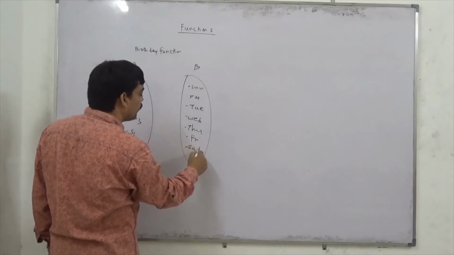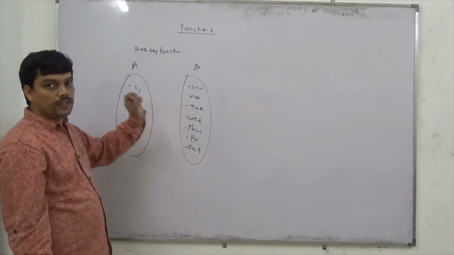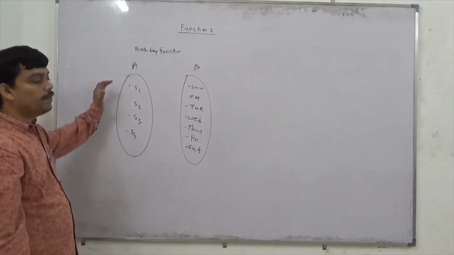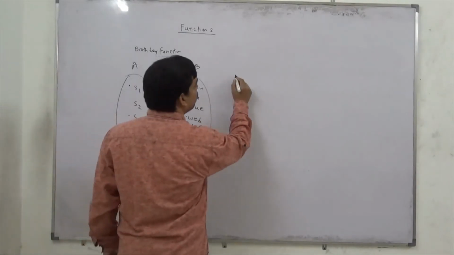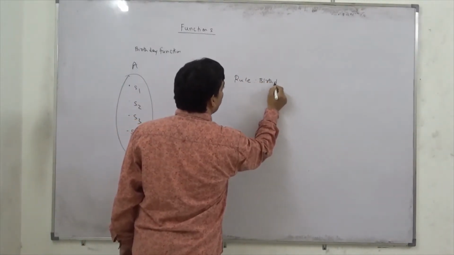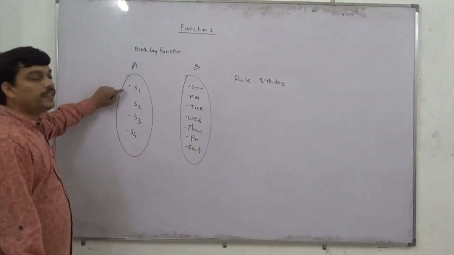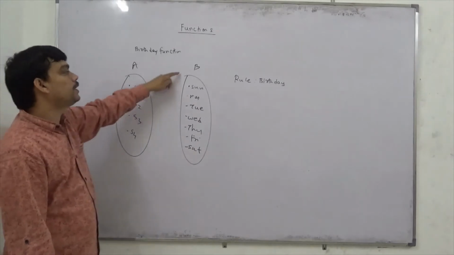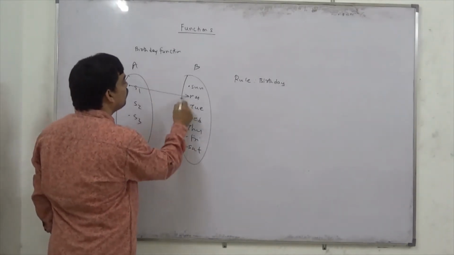So these are the days of the week. The first set is the set of students in a class, the second set is the set of days of the week. Now if I want to relate elements of A with elements of B, we need some rule to relate them. So let us suppose that the rule is birthday. I relate them using birthday. So if I choose a student S1 in a class, he can have his birthday on any day of the week. So let us suppose that S1 has his birthday on Monday.